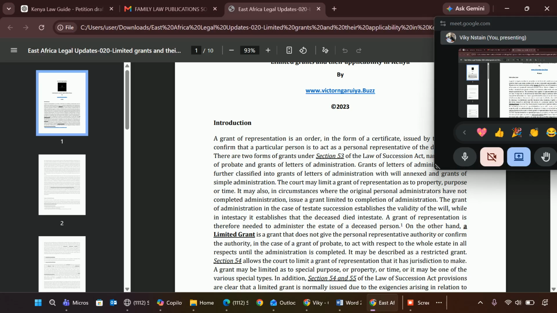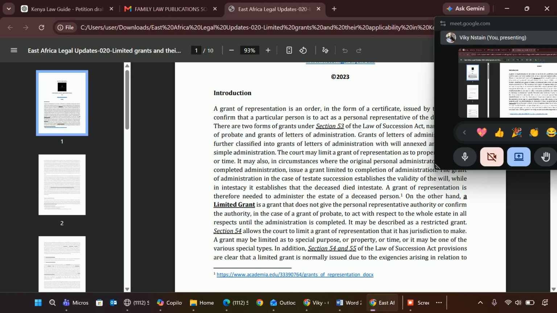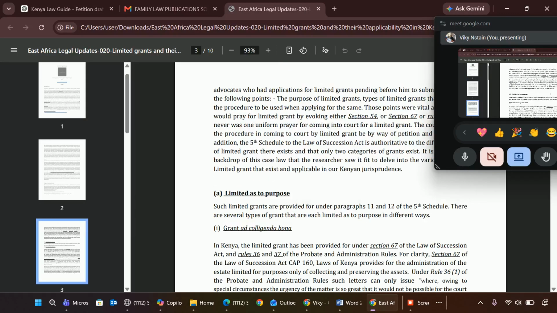Section 54 of the Law of Succession Act allows the court to limit a grant of representation that it has jurisdiction to make. Then you should take note that a grant may be limited as to special purpose or property or time, or it may be of one or more various special types. In addition, Sections 54 and 55 of the Law of Succession Act are very clear that a limited grant is normally issued due to exigencies arising in relation to the estate.